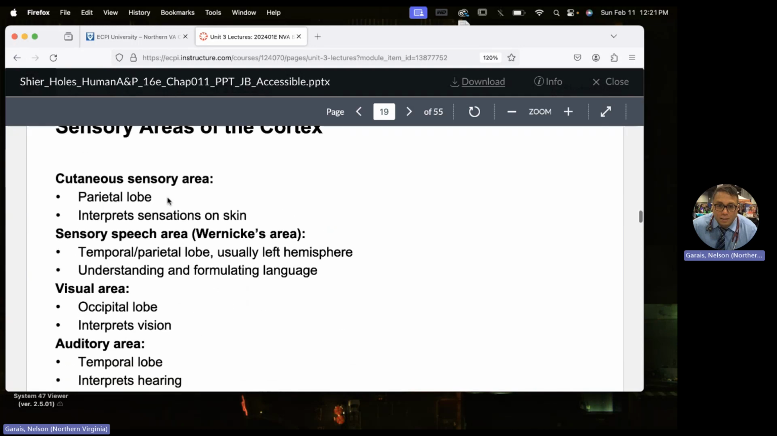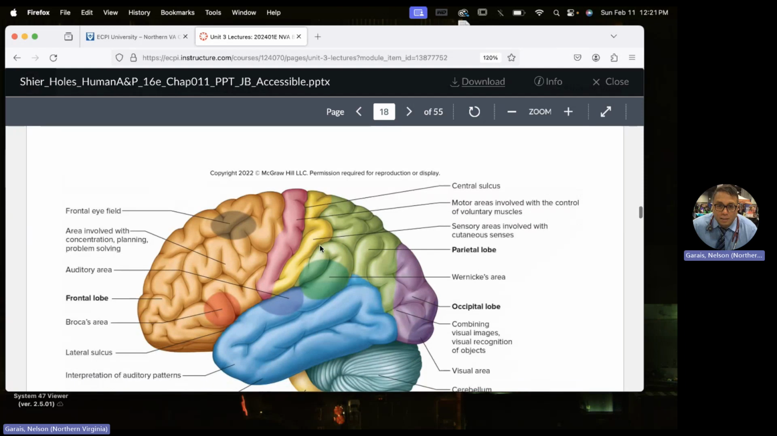The cutaneous sensory area is your parietal lobe. So your parietal lobe is here. All this part right here. Now, you have a sensory area here, right, for your cutaneous, so that's your skin. And then you have your motor area, which is here. Now, the motor area and the sensory area, in the real world, they kind of overlap. The motor area here is part of the frontal, right, because your central sulcus is here.